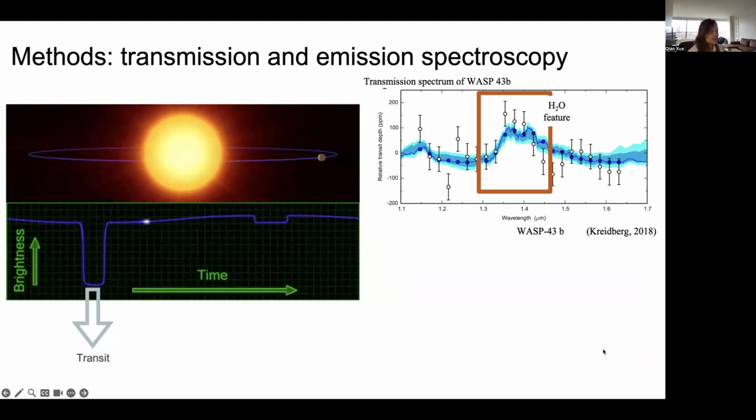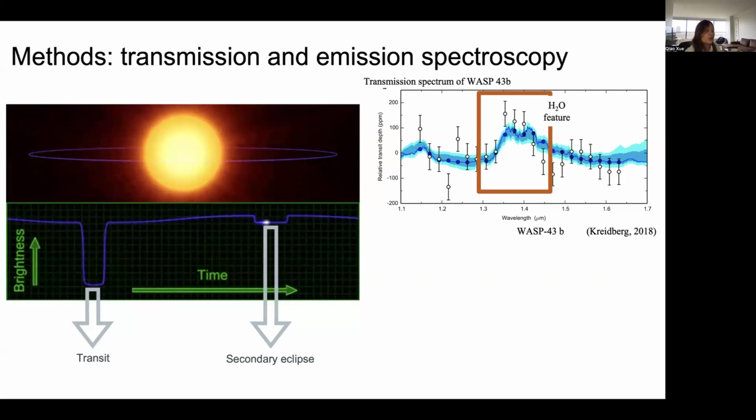Similarly, in emission spectroscopy, we observe the light emitted by the planet itself, typically when the planet is hidden behind its host star during the secondary eclipse. During secondary eclipse, the combined light from the star and the planet drops slightly, allowing us to isolate the planet's thermal emission by comparing the total flux before and during the eclipse.